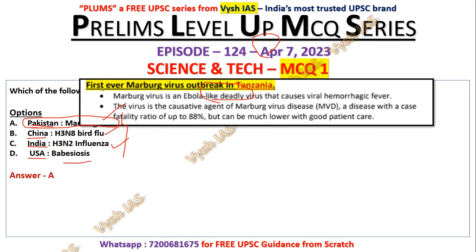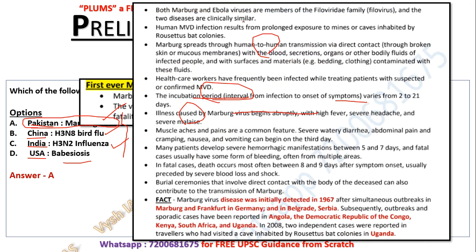So if you see here, the first ever Marburg virus outbreak in Tanzania. It is an Ebola-like virus that causes fever, and this is the disease name, with a case fatality ratio up to 88 percent, but it can be much lower with good patient care. Meaning if you take the proper measures which are required, then it can be controlled or prevented. Both are from the same virus family, Marburg and Ebola, so maybe an Ebola-related question can also come in the upcoming prelims. Those questions are there in our test series, so whoever is enrolled can read our PDF.